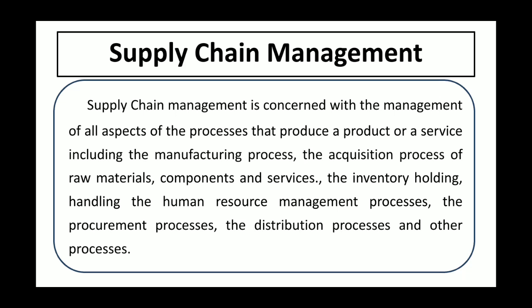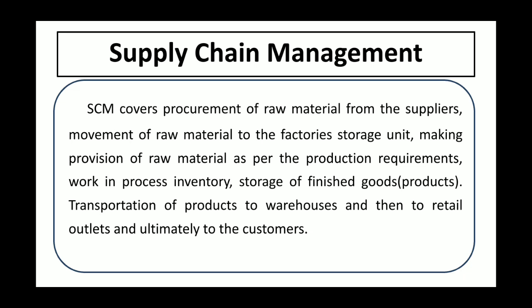One more is barcode and radio frequency technology. Next, the third one is intelligent transportation planning systems. And the fourth one is satellite tracking. Here, using this supply chain management, you can easily transport your product from one place to another.